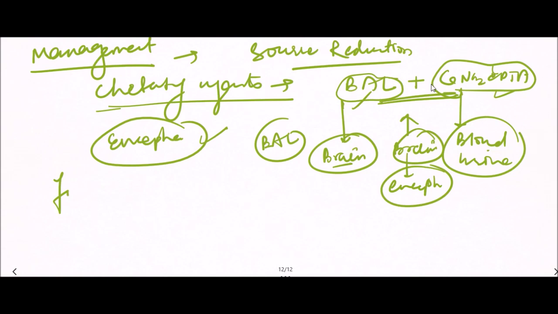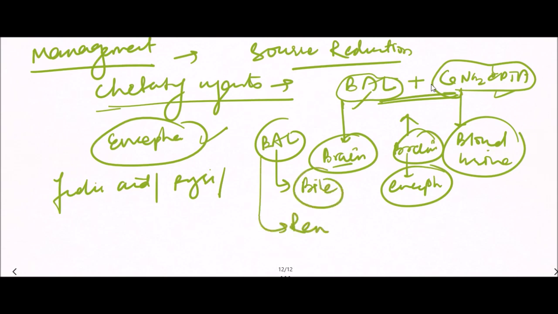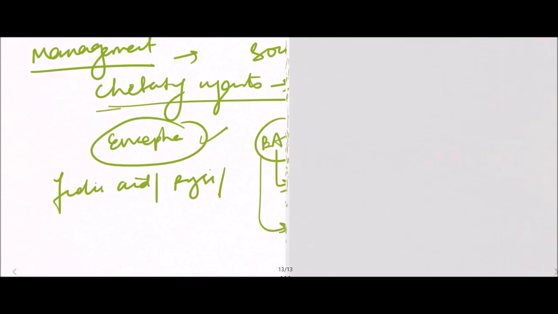Now we can also add folic acid and pyridoxine with these chelating agents. British anti-Lewisite is excreted through bile, so in case of renal damage or nephritis, we'll give British anti-Lewisite. We will not try calcium disodium EDTA in these cases of renal failure.